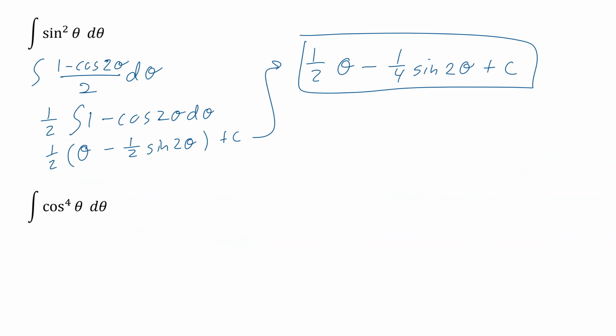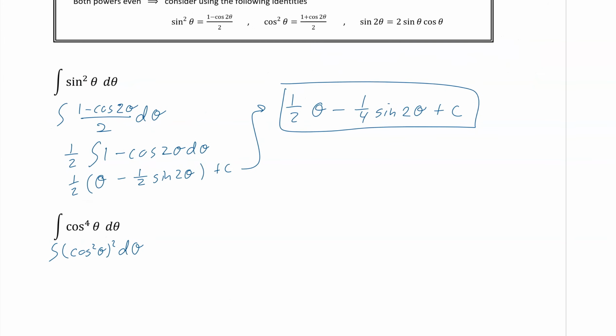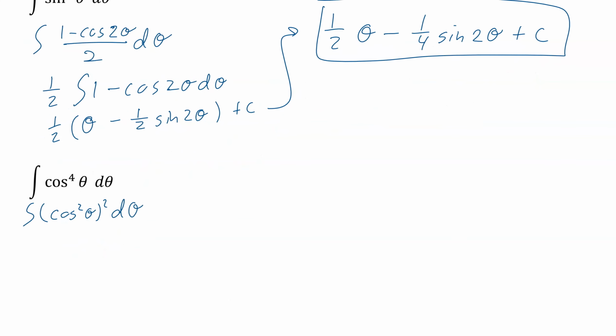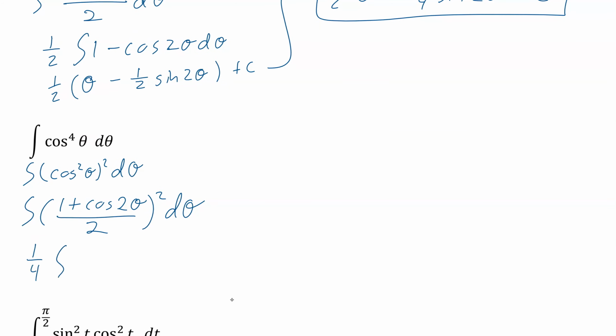So what if you have cosine to the 4th? Well, you change it to cosine squared theta squared d theta. And then you plug it in that way. So with cosine squared, it's got a plus on there. So this becomes the integral of 1 plus cosine 2 theta over 2. And then now we end up with 1/4. And we're going to square the top. So that's 1 plus 2 cosine 2 theta plus cosine squared 2 theta d theta.